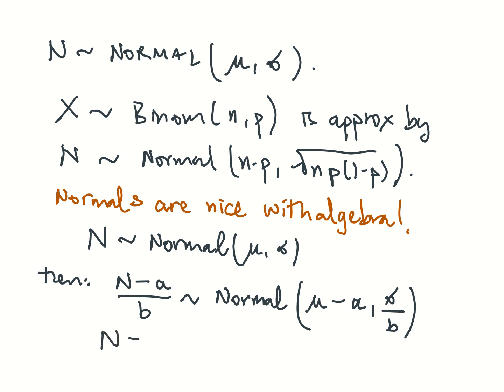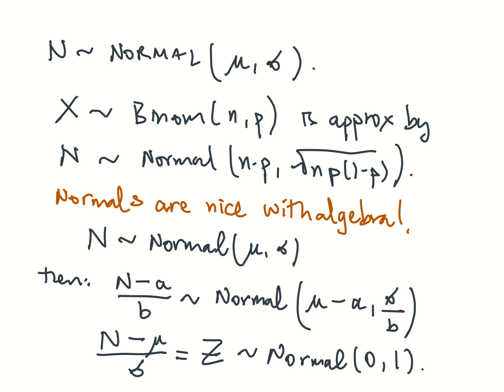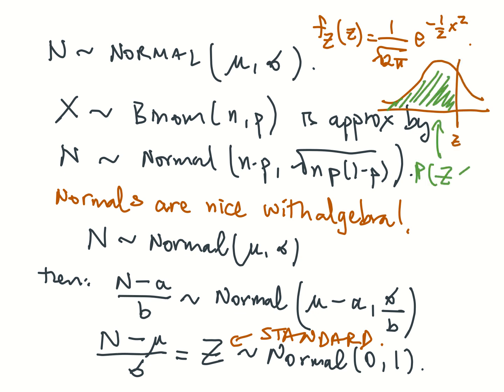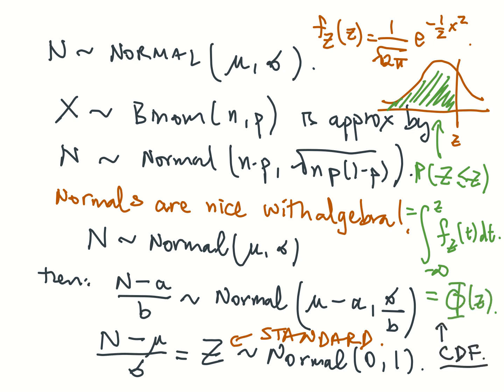In particular, if we subtract the mean and divide by the standard deviation, then we get another random variable, Z, with normal distribution, mean 0, standard deviation 1. This is called a standard normal. The probability function of a standard normal has an explicit form, and finding the probability of Z less than or equal to some value little z corresponds to finding the area under this curve. That is integration. The antiderivative of f is the function phi, called the standard normal CDF.